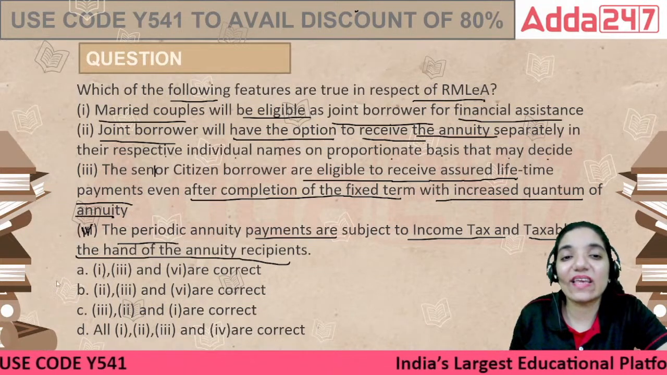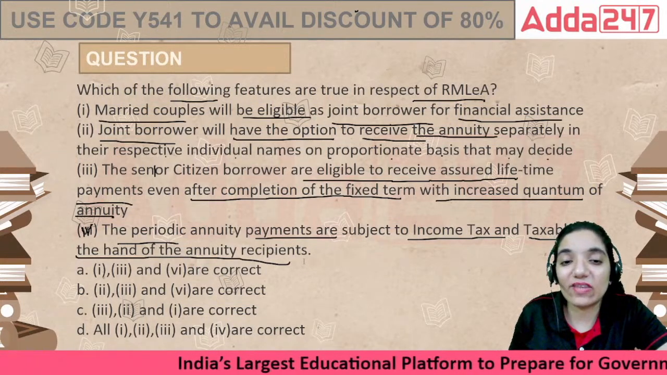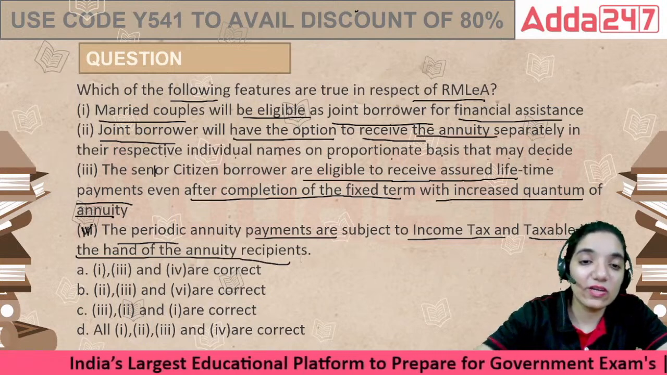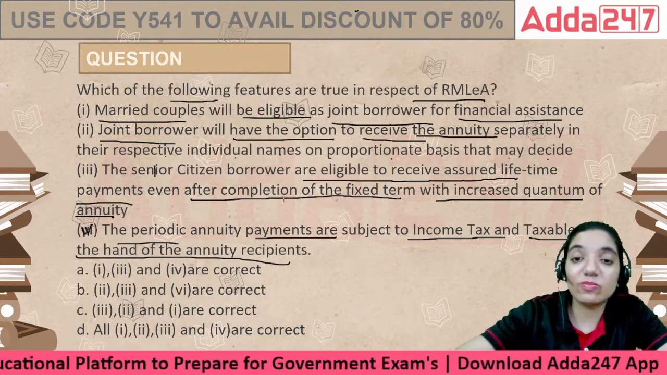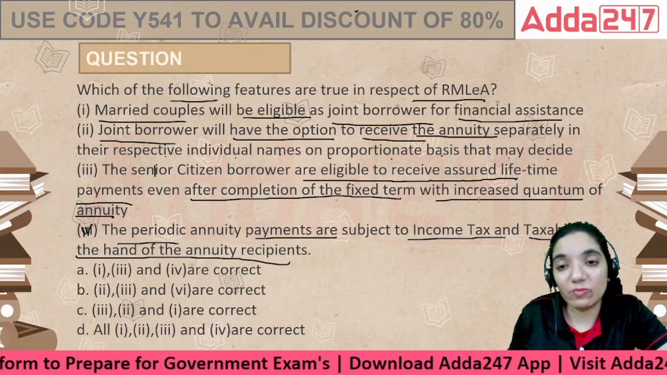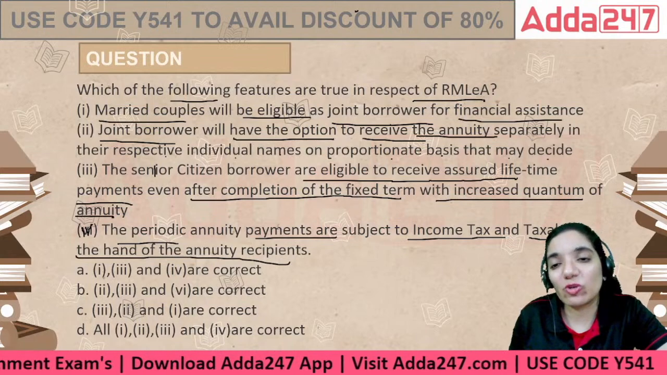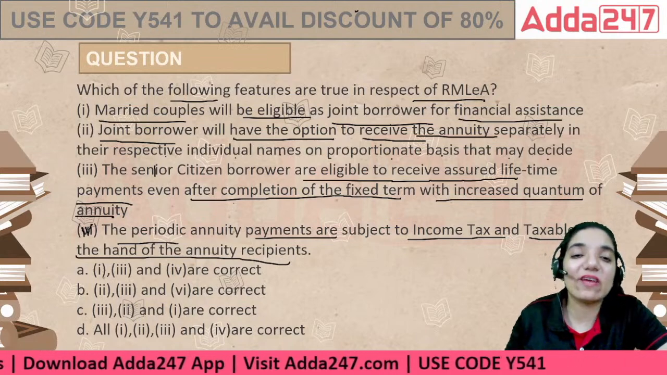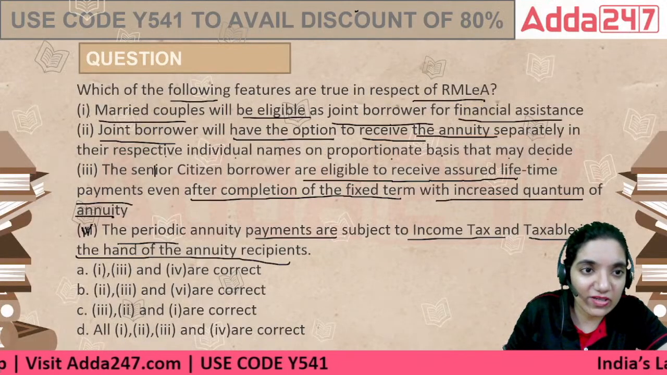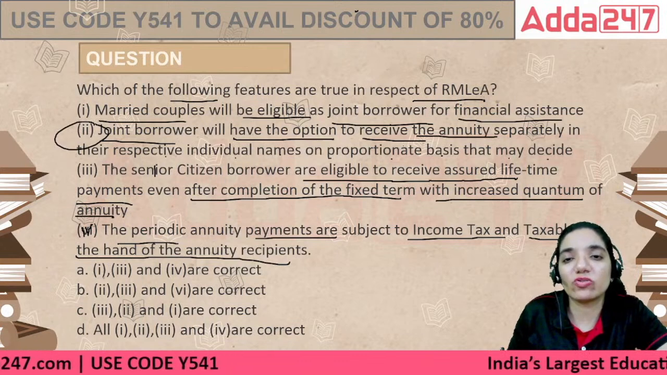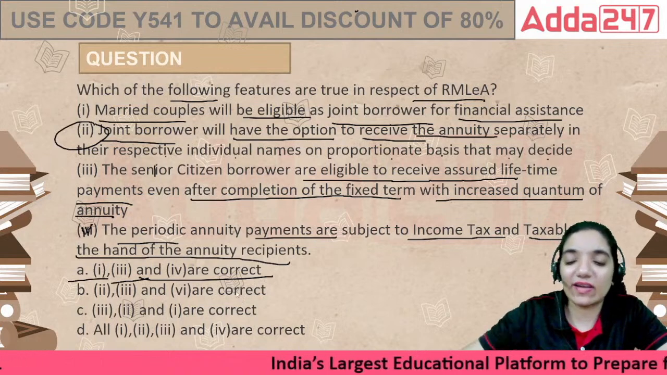So the correct answer here is the 1st, 3rd as well as the 4th is correct. Rest everything is not correct. There are only 3 points that are correct. The third one says the senior is eligible to receive assured lifetime payments even after completion of the fixed term with increased quantum of annuity. Oh sorry, it is there as well. I think I'm making a mistake; the point that is not correct is this one: the joint borrower will have the option to receive. So the second one is not there. It is the 1st, 3rd as well as the fourth one. The correct answer is A.